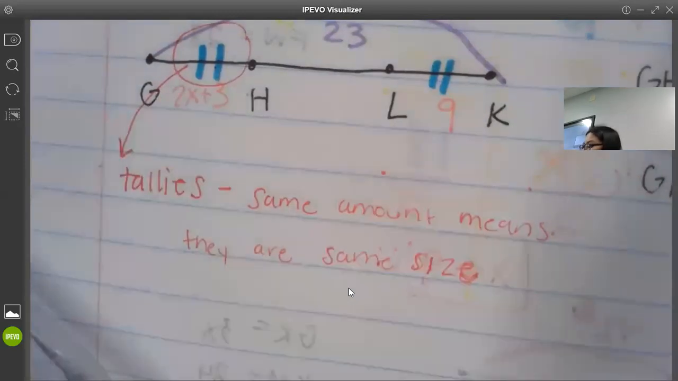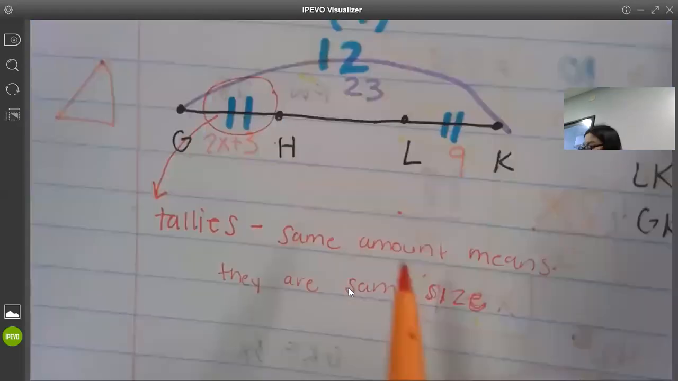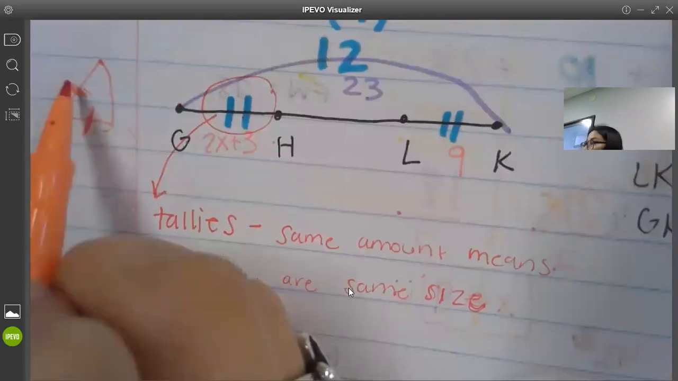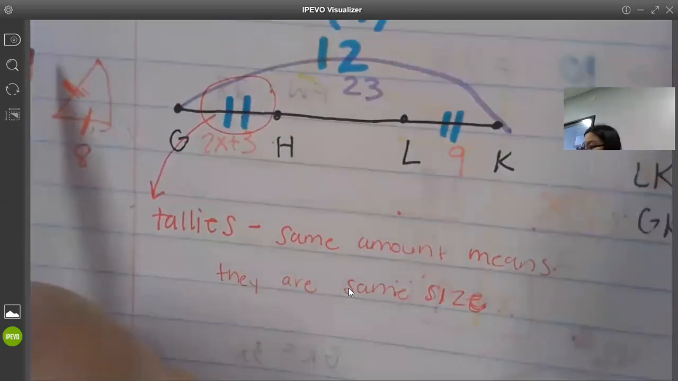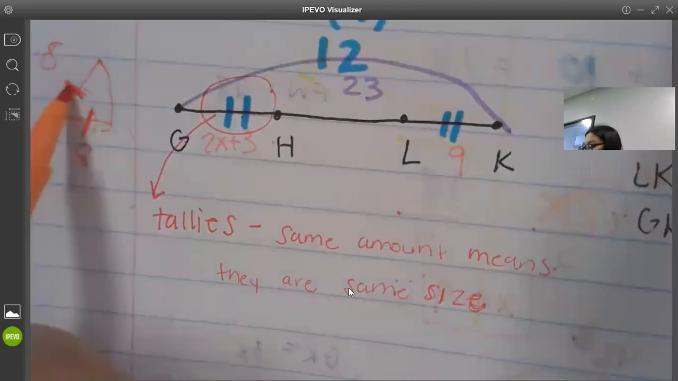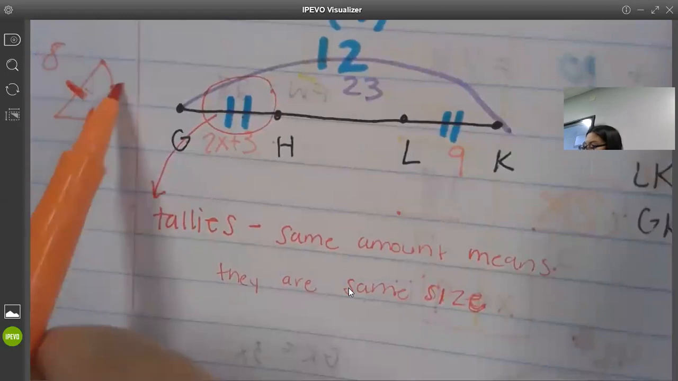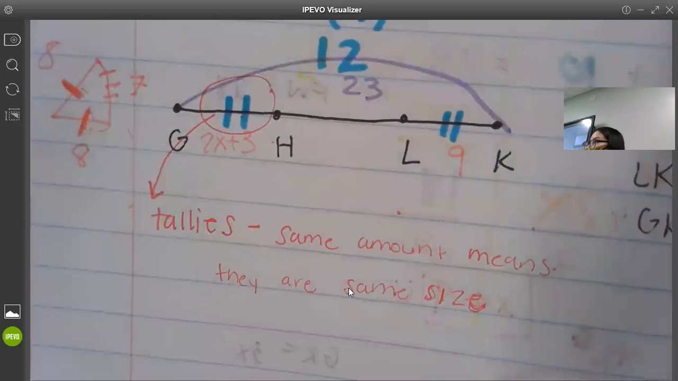So for example, if you have a triangle and these two sides are the same size, you can put one tally, they're the same size. So if this one's 8, the other one has to be how long? 8. It doesn't matter if it doesn't look like 8, it doesn't matter if you don't think it's 8. If they have one tally and this has one tally, they're the same. This one has to be 8. Now, this one, if it has two tallies or three, maybe it's a different number. Do you get it? That's what they mean.